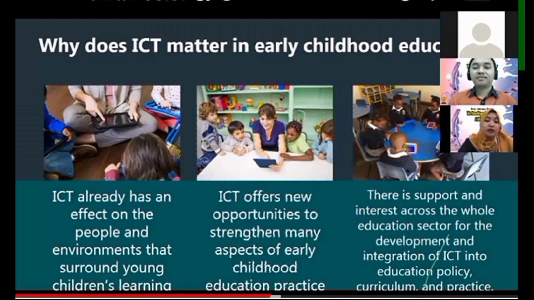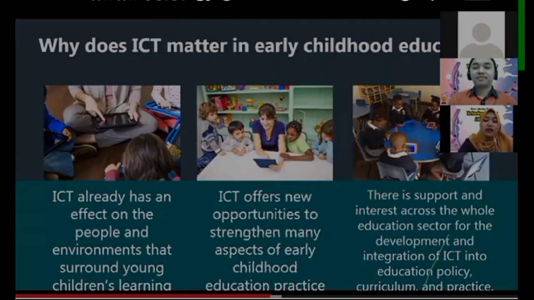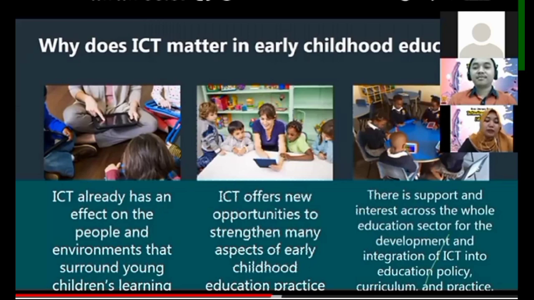And the third is about support and interest across the whole education sector for the development and integration of ICT into education policy, curriculum, and also practice. There is now a strong focus on the development of ICT policy, integration of ICT with the curriculum, and also practice across the whole education sector. So that's why ICT becomes very important, especially in early childhood education.